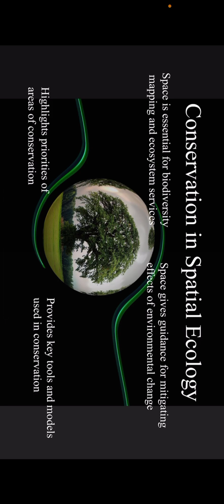When it comes to conservation and spatial ecology, space is essential for biodiversity mapping and ecosystem services. Space also gives guidance for mitigating effects of environmental change. Additionally, spatial ecology can highlight priorities of areas of conservation, or where more work should be put into. It also provides key tools and models that are used in conservation practices.